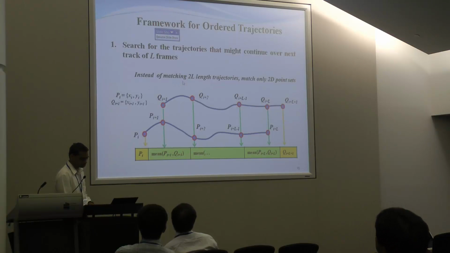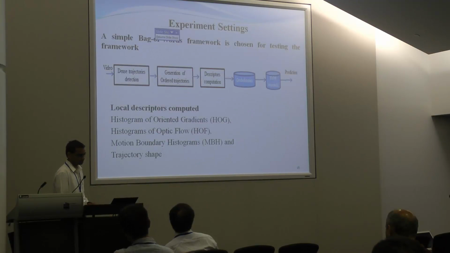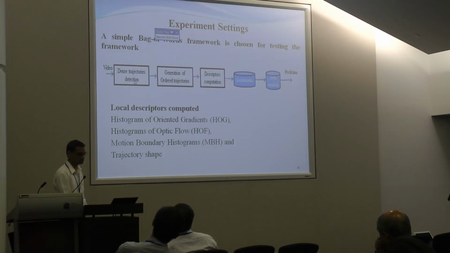So, essentially, matching of two dimensional trajectories has been reduced to just matching of a 2D set of points. So this doesn't take much time. The experimental framework we have used to test is a simple bag-of-words model. We first compute dense trajectories, and then we generate the audit trajectories, which are longer ones, and then we compute local descriptors around them. We construct code books and construct testing models.